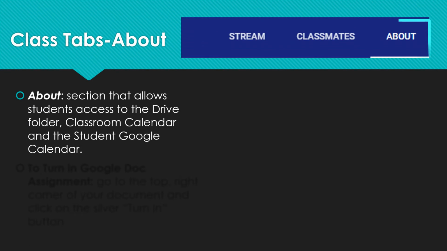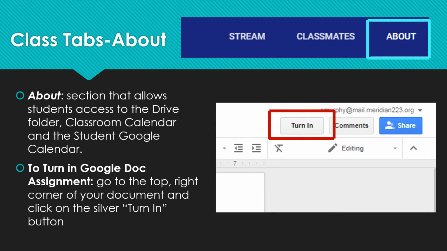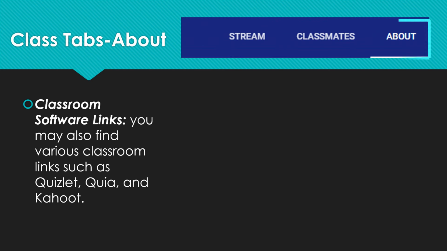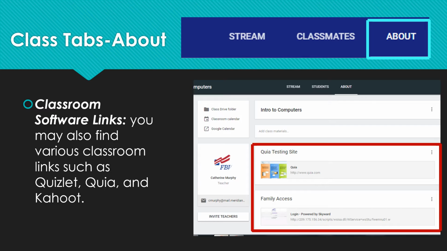The About tab. This section allows student access to the Drive folder, Classroom Calendar, and the Student Google Calendar. To turn in Google Doc assignments, go to the top right corner of your document and click on the silver Turn In button. You will also find underneath the About section classroom software links such as Quiz, Akia, and Kahoot, and possibly Quizlet.